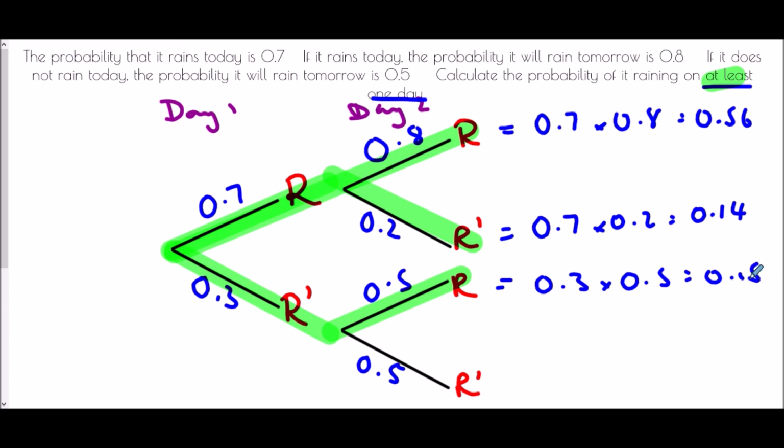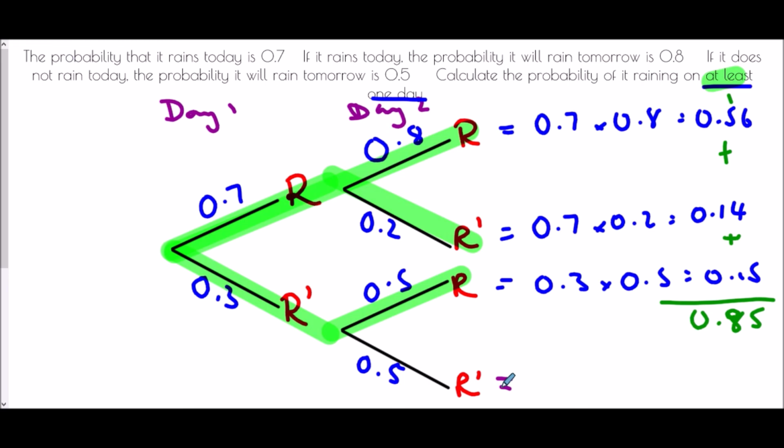0.15. And so the answer would be these three probabilities added together. So 6 plus 4 plus 5 is 15. 1 plus 5 is 6, 7, 8. So 0.85.